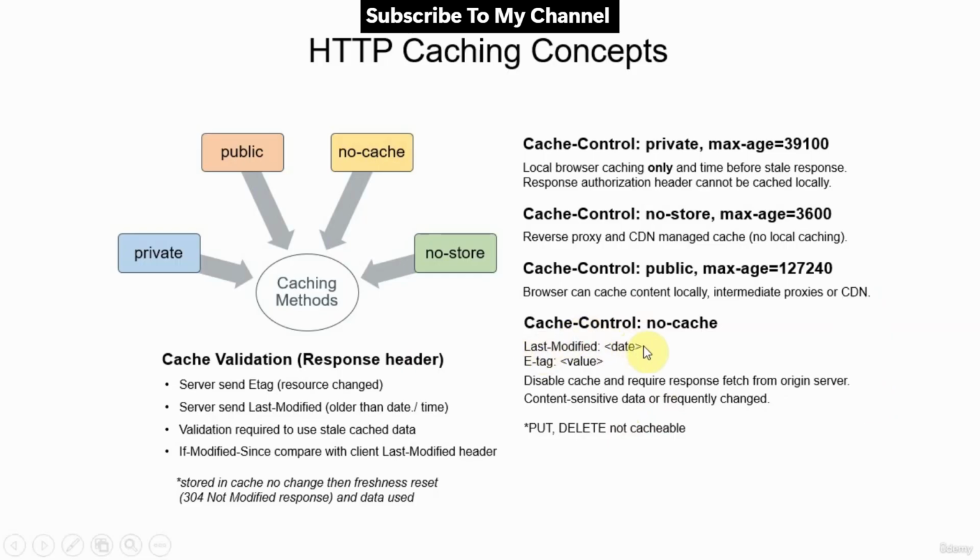There's also last modified with a date. That's just another way of doing it. That's sent to verify the currency of the data. So cache validation, response headers. The server sends an e-tag, or last modified, when the resource is changed. And this validation is required to use stale data. So basically that's what it is. It's just a validation process that happens with that type of caching.